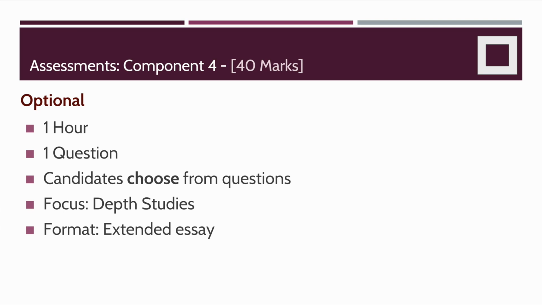Let's focus on component number 4, or paper number 4. That's the one that you will more than likely be tackling. It is a 1-hour public exam. You answer one question. Candidates get to choose which question they answer. And it is an extended essay, meaning that it goes beyond just having 1 or 2 paragraphs. It is a fully developed introduction, evidence, and conclusion.